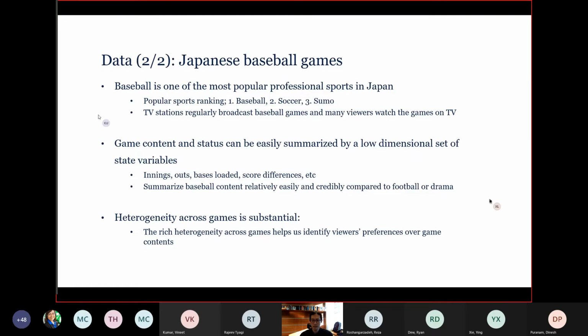Sorry. So for baseball games, it is relatively easy to characterize what's happening in a low-dimensional space. But if you look at, let's say, basketball, or football, or other types of sports, it's harder to characterize what's happening in the game. So baseball is relatively easy to analyze statistically. And also each game is different. So we have rich heterogeneity across different games that allows us to identify the effect of suspense and surprise and the program contents on the viewing behavior.